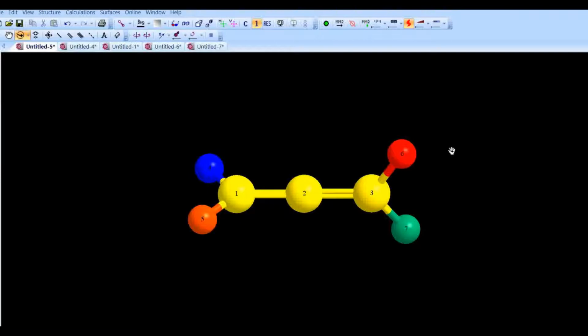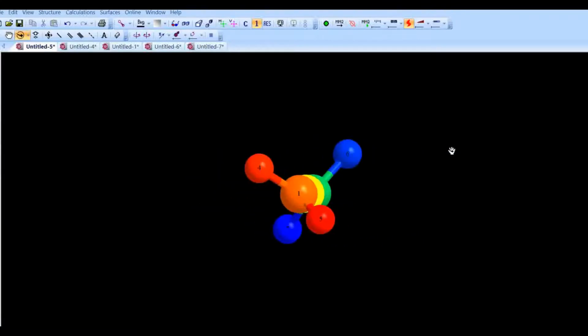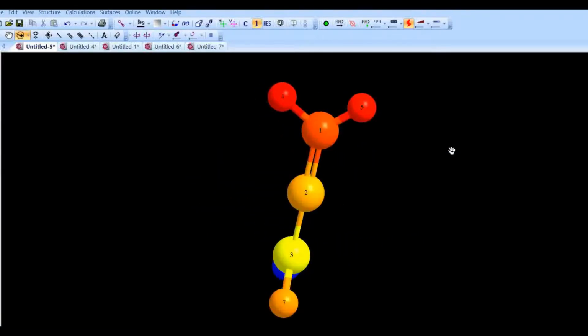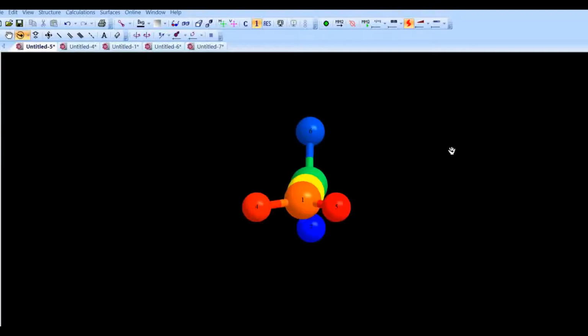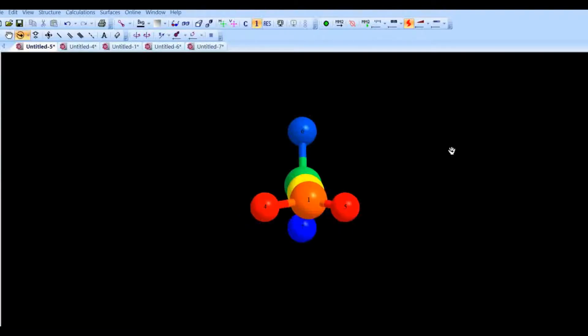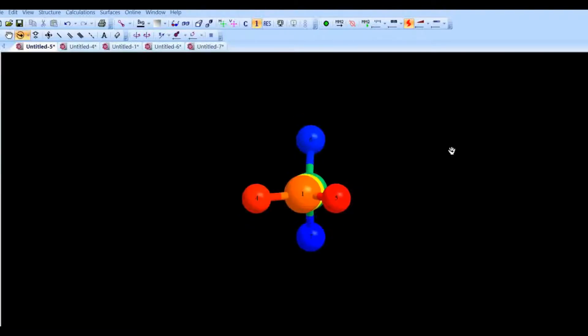Now finally we have found the principal axis and then two C2 axes perpendicular to the principal axis. Then we have dihedral planes in this molecule.